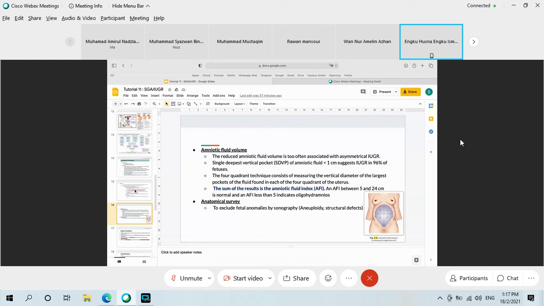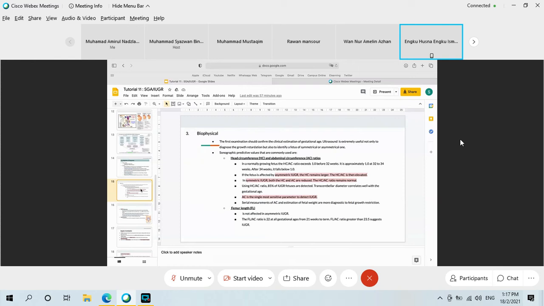So AC, abdominal circumference, is more sensitive in detecting of FGR. So kalau you punya growth chart, is actually growing. Growth chart you ada few centile, right? Kalau you guys aware that in a growth chart tu, dia akan ada 3 line ataupun 5 line.